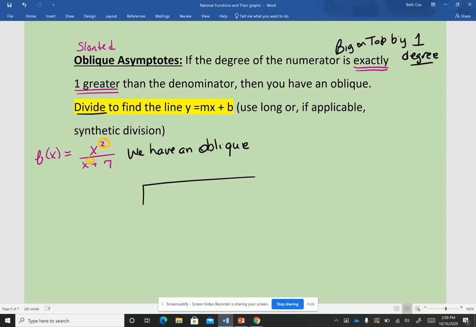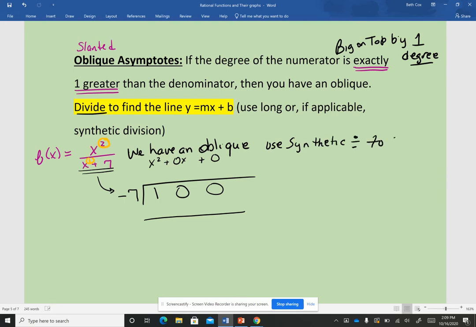All right, and so we have x to the second, which is 1. And then a 0x, and then a 0. Ooh, I forgot about all those zeros. Remember, it's x to the second plus 0x plus 0. All right, and then what do we divide by when we do synthetic? Remember, we have that sign change. We're going to divide by the -7. So we're going to use synthetic division to divide.